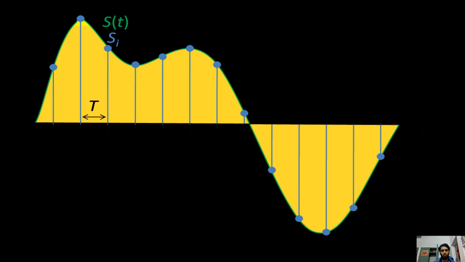This is an example of how sampling can be represented. As you can see, this is a continuous signal, and we take some points after fixed intervals, and on these fixed intervals we find the amplitude of our signal wave, and then we convert that into a discrete waveform.